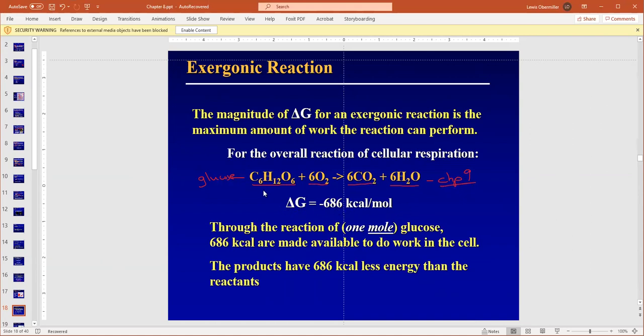But for this particular lecture, the energy in the reactants is greater than the energy in the products. Because of that, we can use that energy to make ATP. Because the energy in the reactants is higher than the products, the delta G is negative, and this is a spontaneous reaction. It doesn't require us to input any energy to do this.